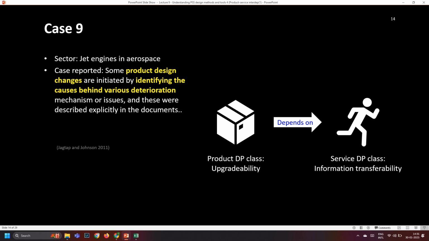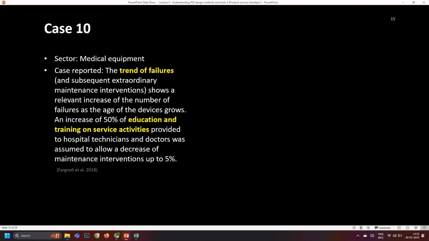So in this case, products were upgraded in terms of design depending on the deterioration, I mean the product condition that can be obtained from the services. Right? So two more examples.